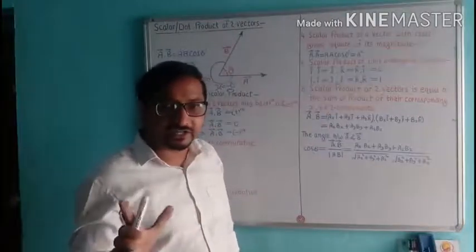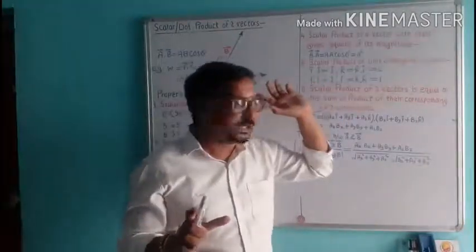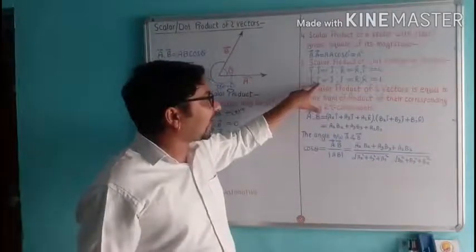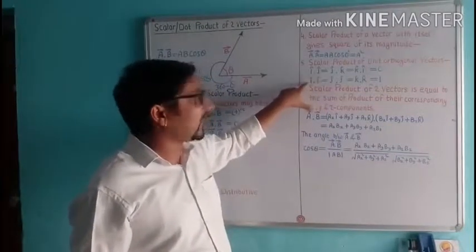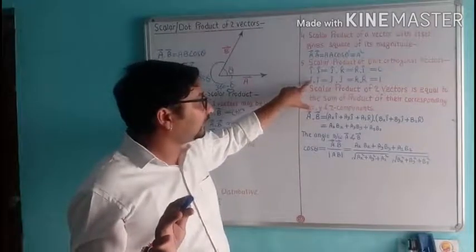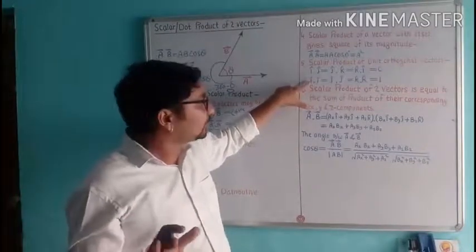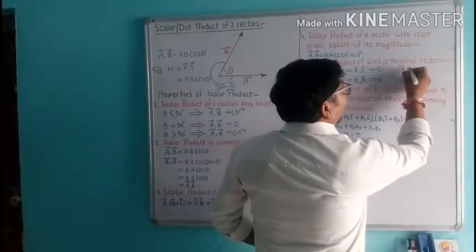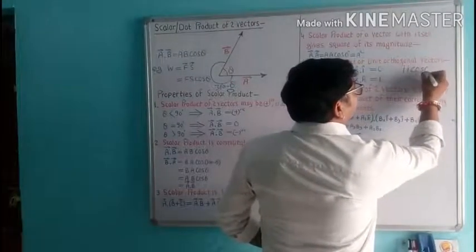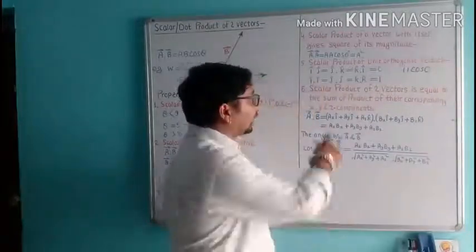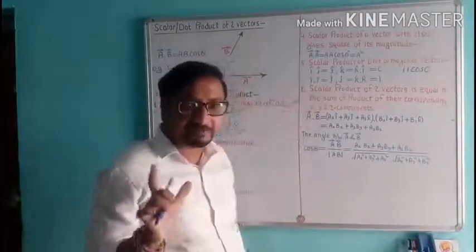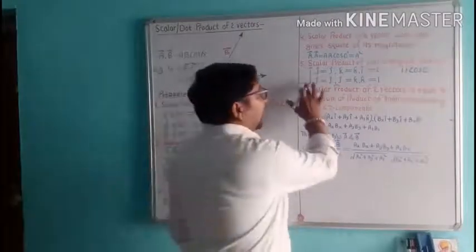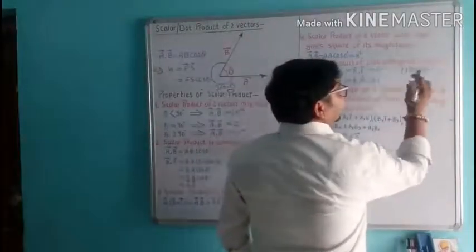Cos 90 is 0. Now next is i cap dot i cap. Both are the same and denote the x direction. So i cap dot i cap will be i cos 0. Since i cap and i cap are in the same direction, the angle between them is 0. So i cap dot i cap is equal to i cos 0.